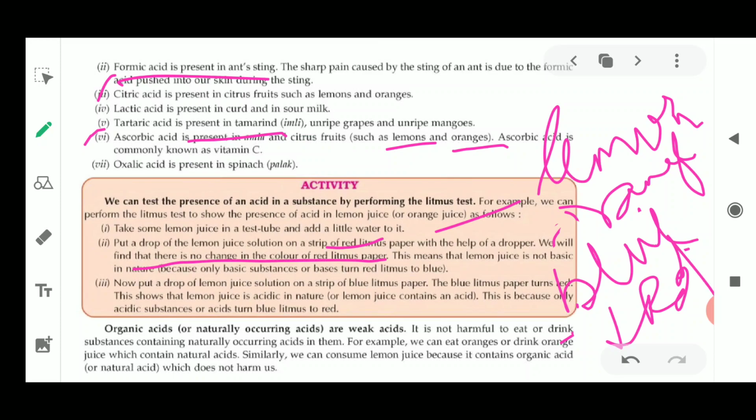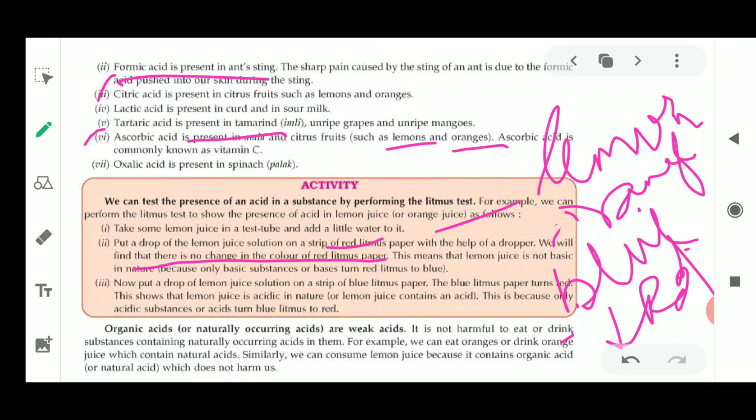Now next, you can test many such solutions by putting one drop of that solution on the litmus paper, either of the litmus papers. First you put it on blue litmus paper and see the change, and then you put it on the red litmus paper. So all the acids are going to work only with the blue litmus paper, which is going to turn red. Okay, fine.